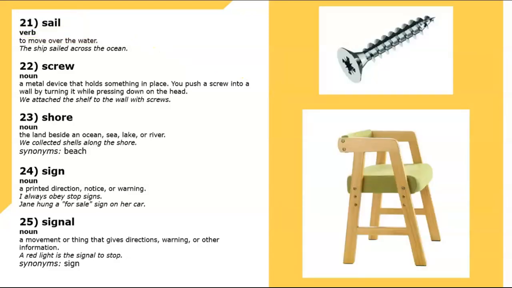Our next word is screw. Screw is a metal device that holds something in place. You can see this picture of the screw here. And if you look at the chair, you can see all the spots where there is a screw. The screw is the thing that's holding the chair together. That way when you sit down, the chair doesn't just break or fall down.